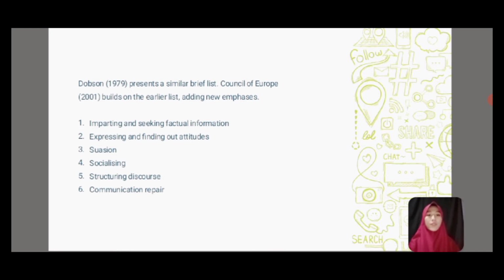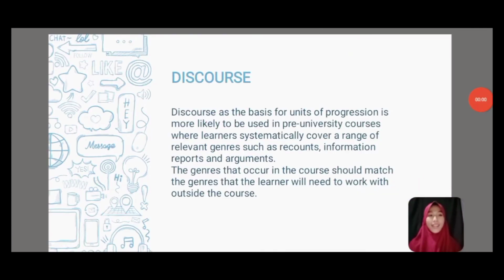Number 5 is structuring discourse. And the last is number 6, communication repair. The next is discourse. Discourse as the basis for unit of progression is more likely to be used in pre-university course where learners systematically study a range of relevant genres such as recount, information report, and argument. The genres that occur in the course should match the genres that the learner will need to work with outside the course.